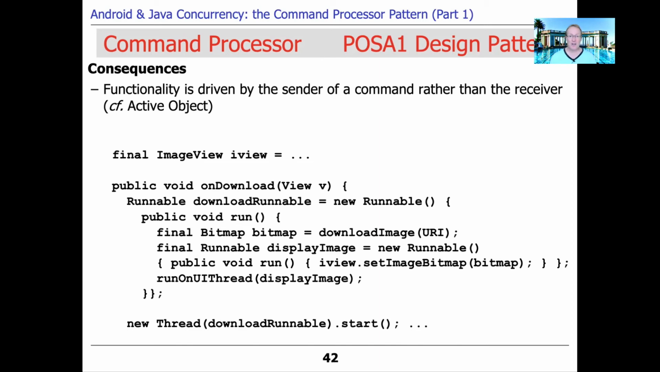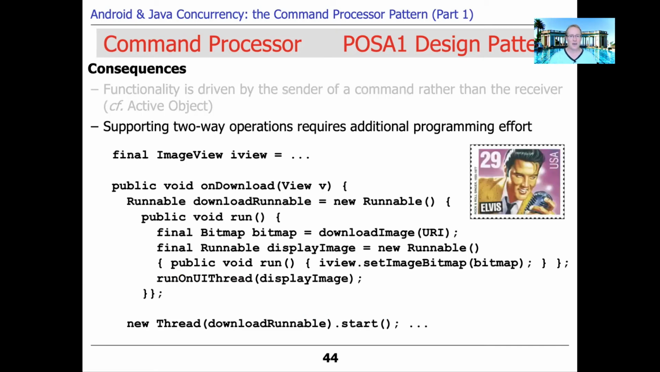And that should be compared and contrasted with the active object pattern, which is another pattern from the POSA book series, the POSA 2 book in this case, which we'll talk about in a later video, where the receiver decides what to do for the processing rather than having the sender do it. So as you can see here, the user interface thread, which is the receiver of the command sent to it by the background thread, has little or no control over what function is run. It's whatever it's told to do. So that's what it does.